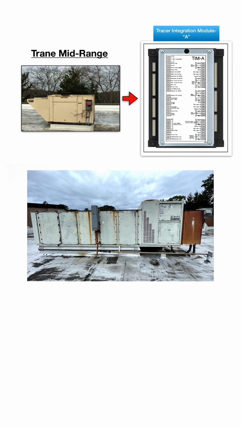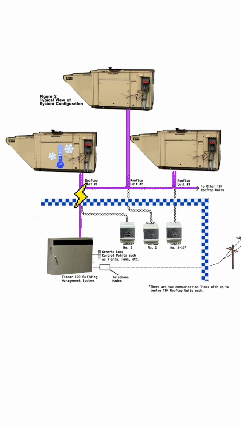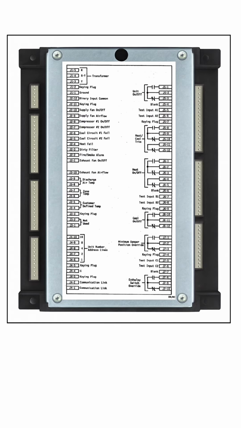The TIM allowed the Tracer 100 to issue discrete commands and get real-time feedback from units using a defined input-output map that included points like compressor on-off, heat fail, dirty filter, supply air temp, zone temperature, and airflow. It was a foundational step in Trane's move towards centralized programmable control.